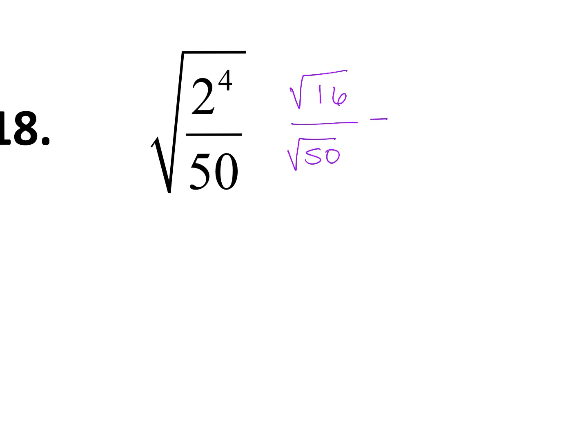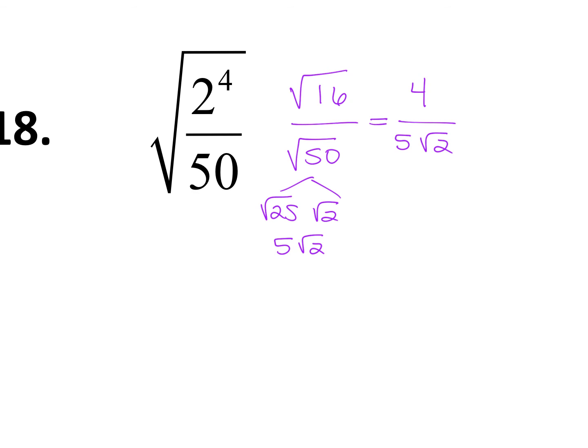16. Okay, so you could simplify this right now to 4. And then what would you do with the 50? I'd split it into 25 and 2. 25 and 2. So that's 5 rad 2. So you get 4 over 5 rad 2.